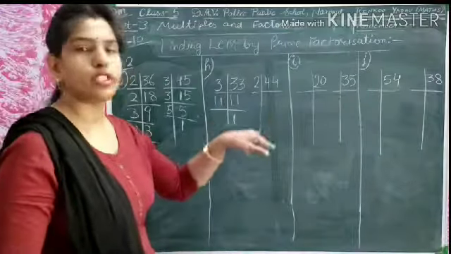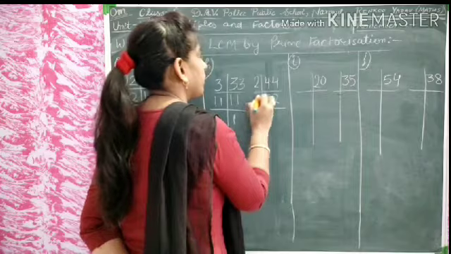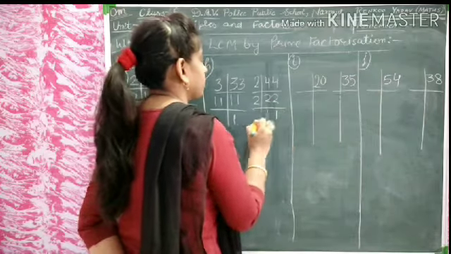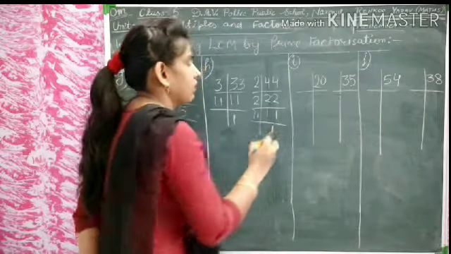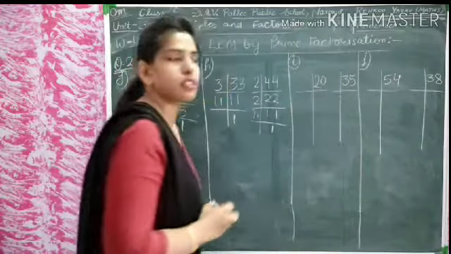So it will be divided by 2 and 2. 2 2s are 4. Again it will be divided by 2. 2 1s are 2. Now it will be divided by 11. 11 1s are 11. Now we will divide it by 2 here.